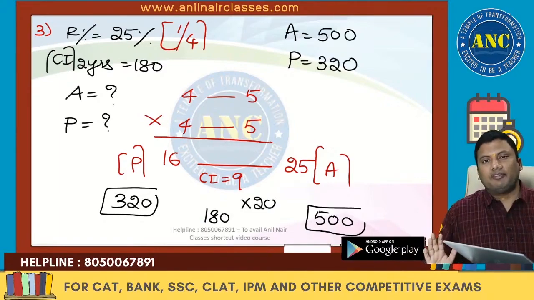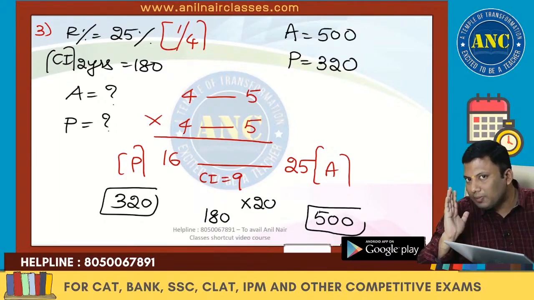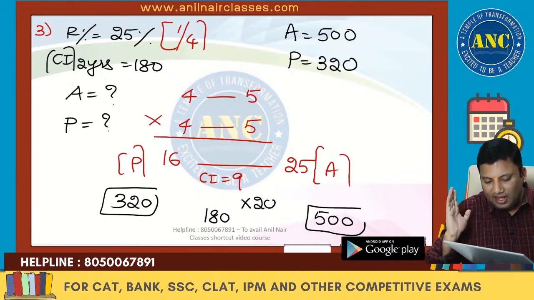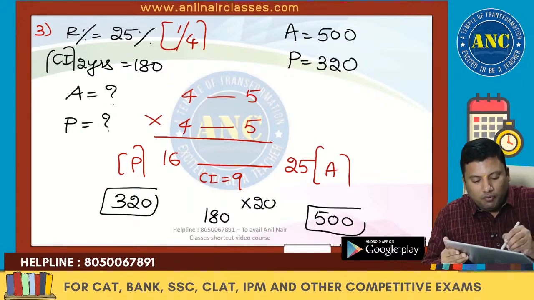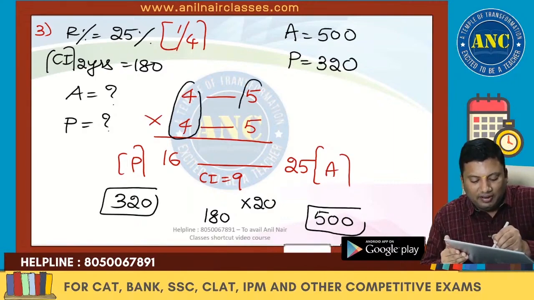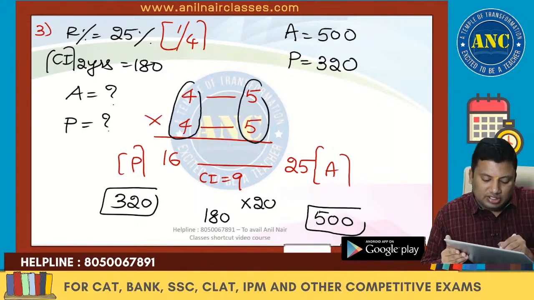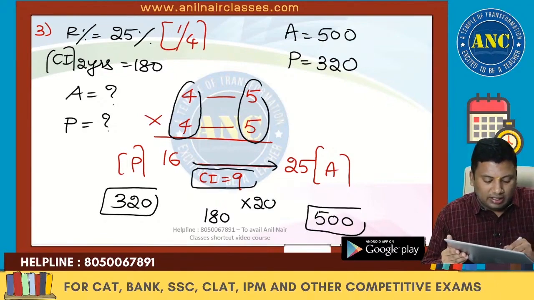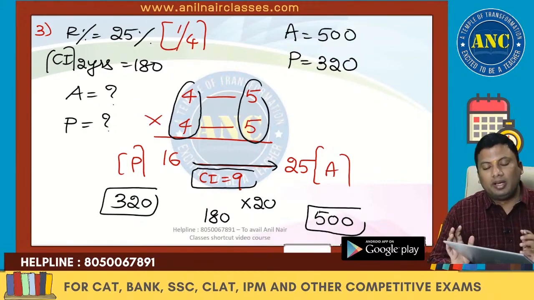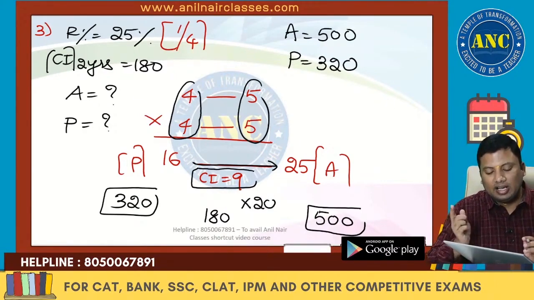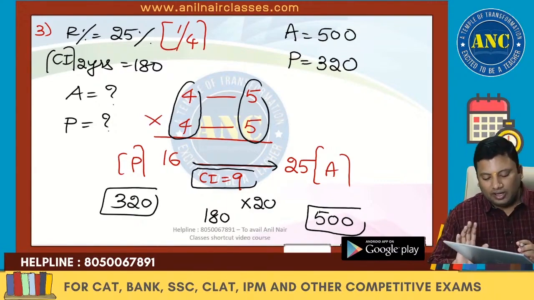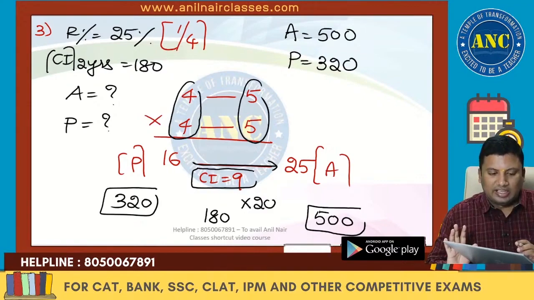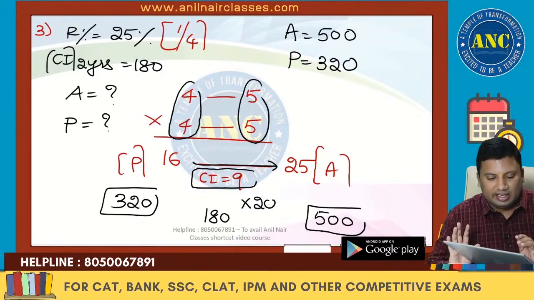No usage of formula here. What is the concept that we are using? We are using the concept of successive change. 4 4s are 16. 5 5s are 25. 16 became 25. Change is nothing but 9. 9 is becoming 180, so 9 20s, 16 20s, 25 20s. I hope the idea is clear.